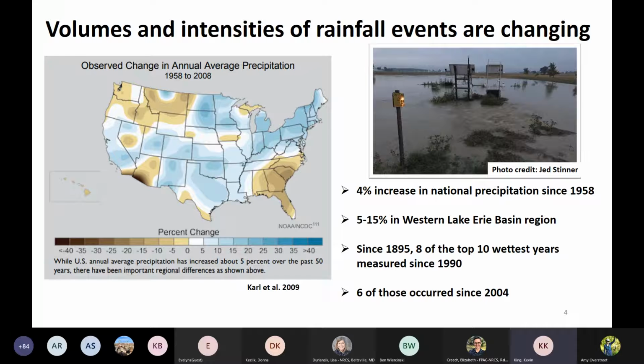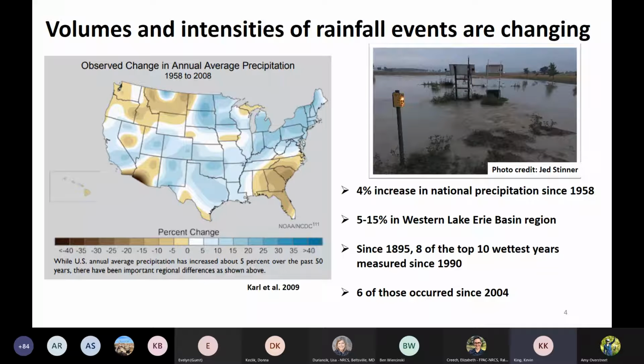Switching to the transport side of the equation, volume and intensities of rainfall events are changing. We see more extreme events in terms of rainfall, volume, and intensities, and those increases are often in the spring when producers are trying to be in the field to plant crops. The national average for increased annual precipitation volume is 4%. In Ohio, that is 5 to 15%.